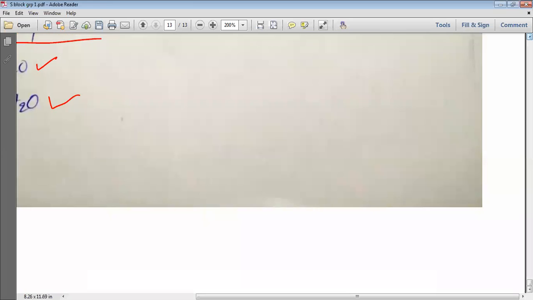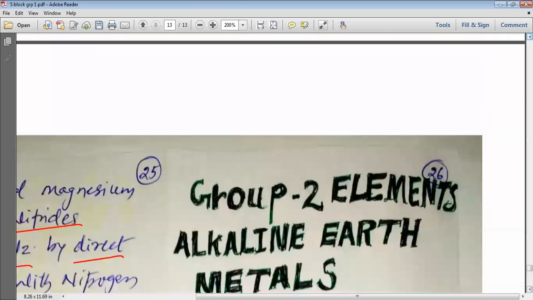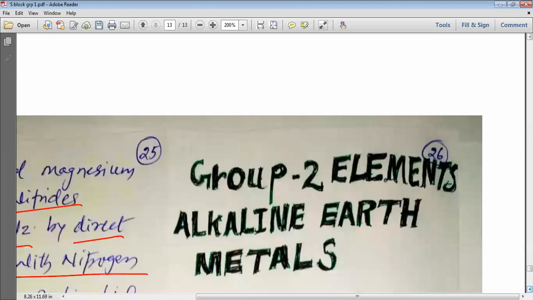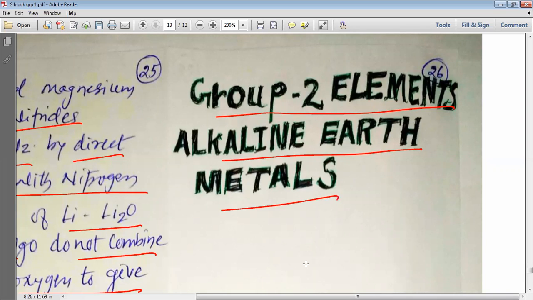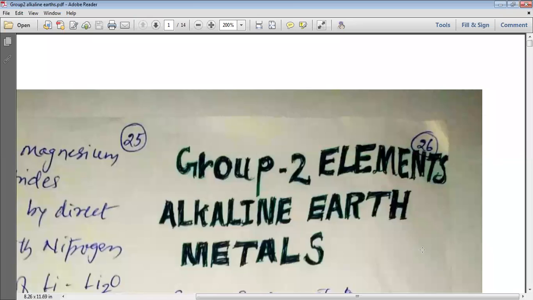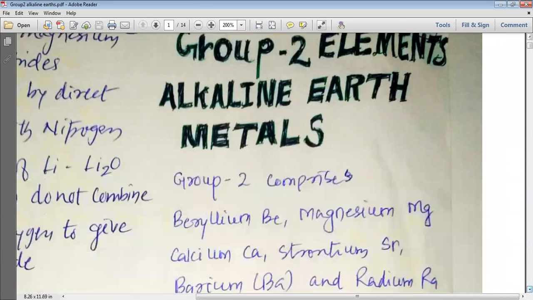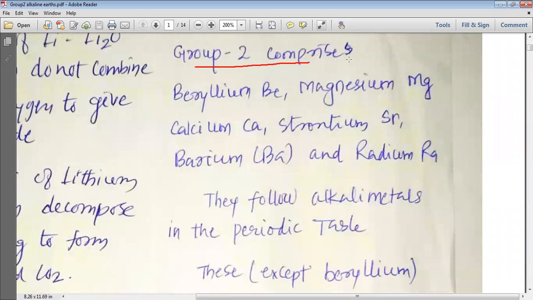And now, my dear students, here we complete our study of the group 1 elements, and now we are going to study the group 2 elements, which are known as the alkaline earth metals. So dear students, if you have any doubt in all this, you can ask me. Okay, then let us start studying group 2.